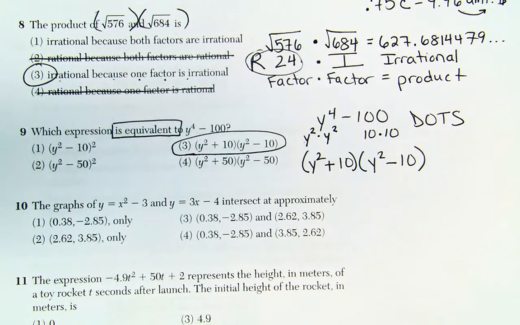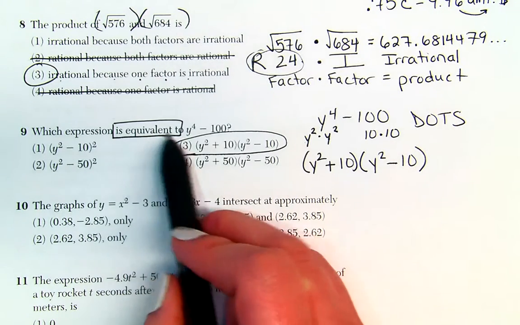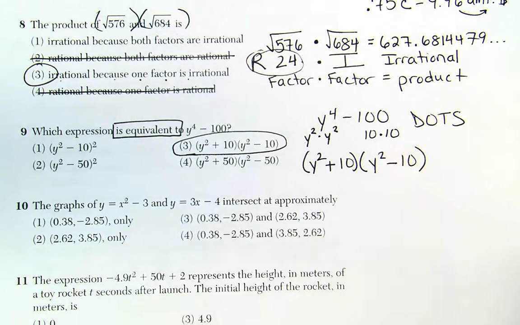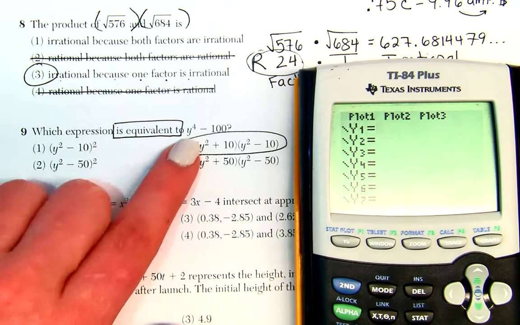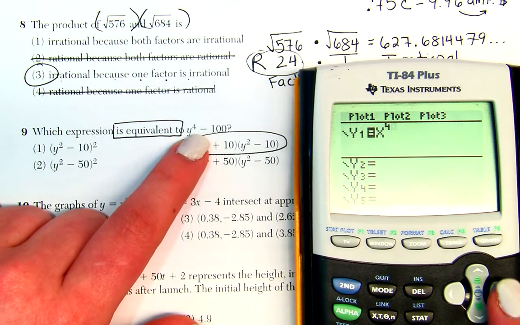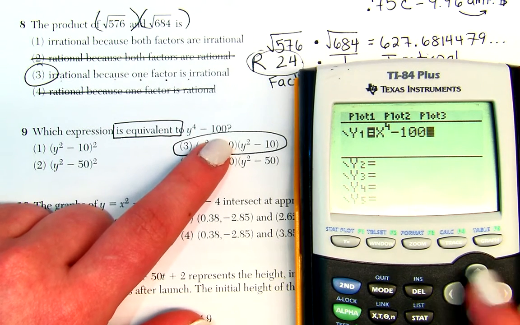So we can actually take a look at this in the graphing calculator. Since it says is equivalent to, we can treat this like one side of an equation. So I'm going to go to y equals and type in y to the fourth, which I'll just replace with x's because it doesn't make a difference.